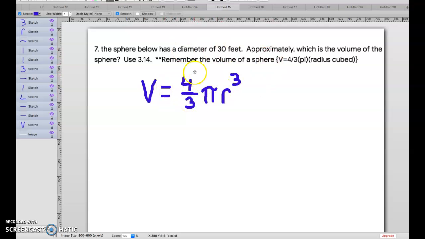Problem 7 is talking about the volume of a sphere, and I just rewrote for you the formula for the volume of a sphere. Maybe you want to pause the video and copy that.